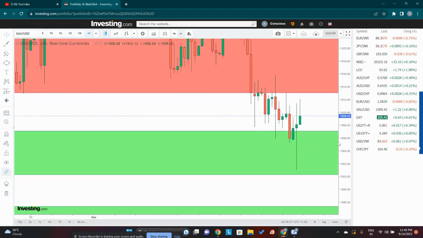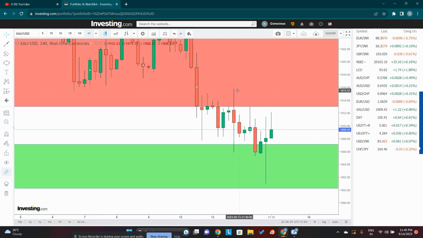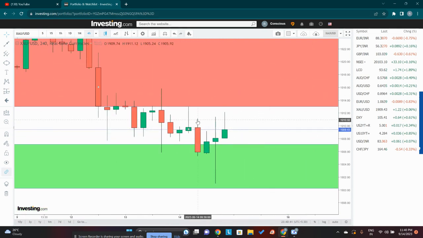All right, now we'll shift to the 4-hour chart of gold. On the 4-hour chart, you can see that from this morning, the high on gold was somewhere around 1913. And from morning itself, gold was facing continuous selling pressure.